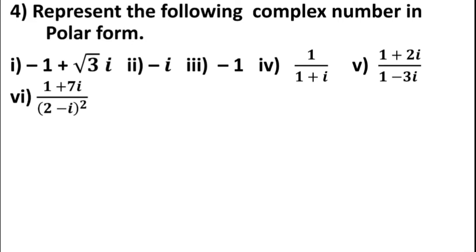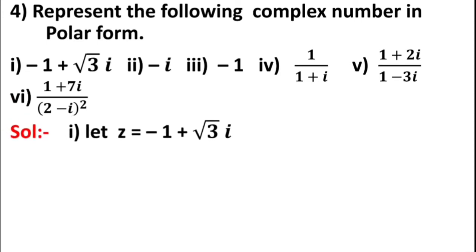First one is, it contains 6 sub questions. First one is -1 plus root 3i. Second is minus i. Third one is -1. Fourth one is 1 upon 1 plus i. Fifth one is 1 plus 2i upon 1 minus 3i. Sixth one is 1 plus 7i upon 2 minus i the whole square. Now we will see the solutions one by one.